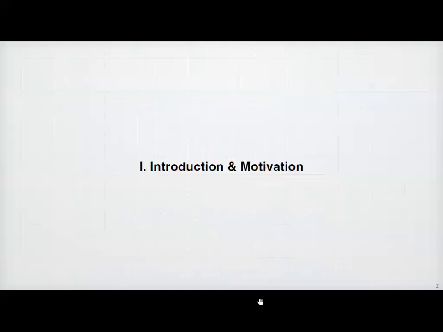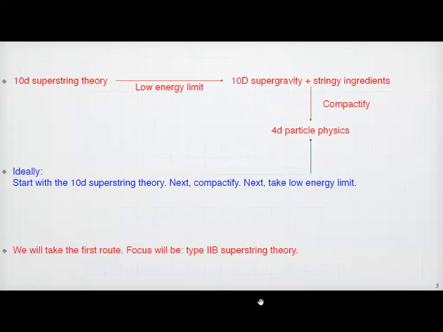So I would like to start by giving some introduction and motivation, and after that I will give a better outline of the talk. We'll start from 10D superstring theory. We'll take the low energy limit. In the low energy limit, we have 10D supergravity plus some stringy ingredients at the lowest order, which are like O-planes and D-branes. And we will compactify to get the 4D particle physics. So schematically, this is the procedure.